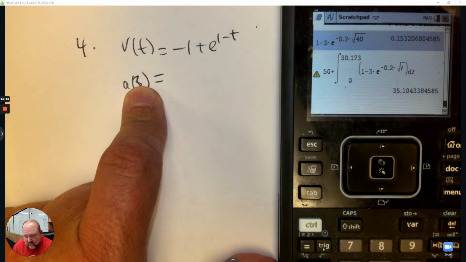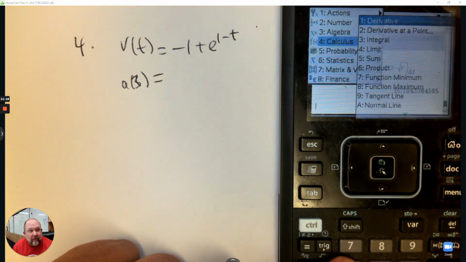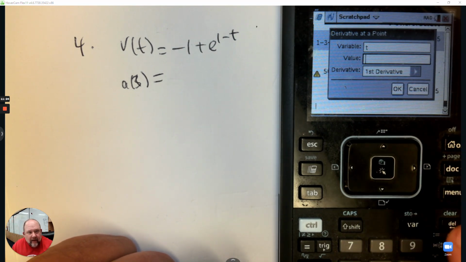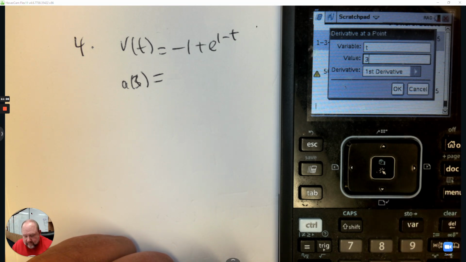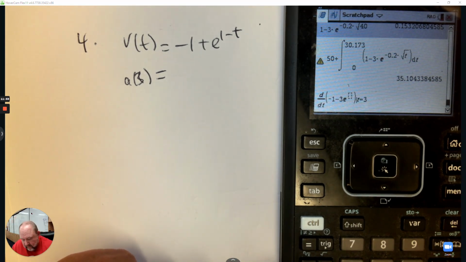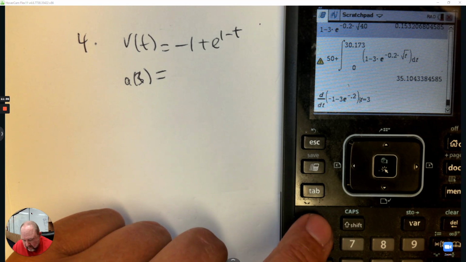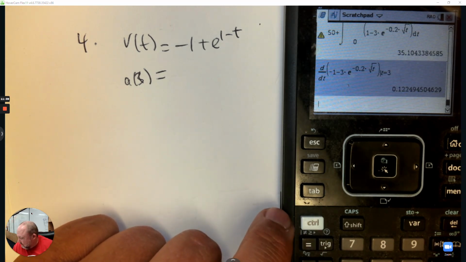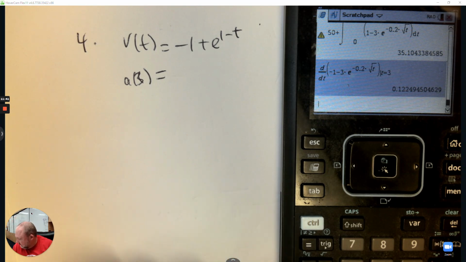So how do I take the derivative at 3? I'm going to go menu, calculus, derivative at a point. We can use x or t. I'll use t. And the value is at 3. And then I type in -1 subtract 3e to the -0.2 and the square root of t. And I get 0.122. Make sure that's right.